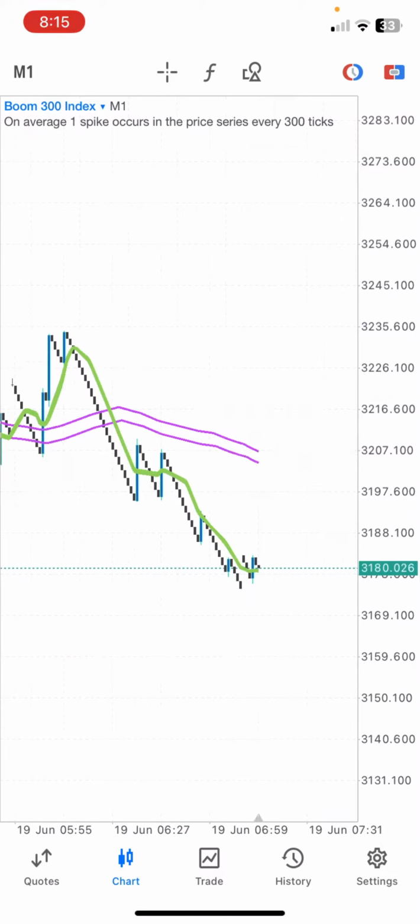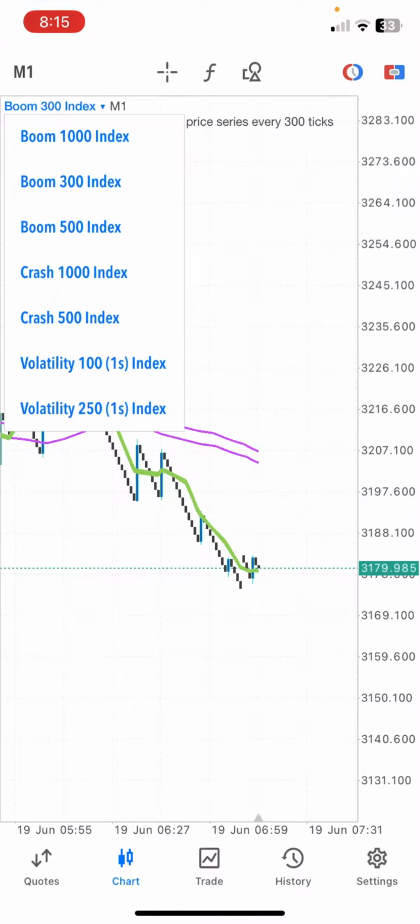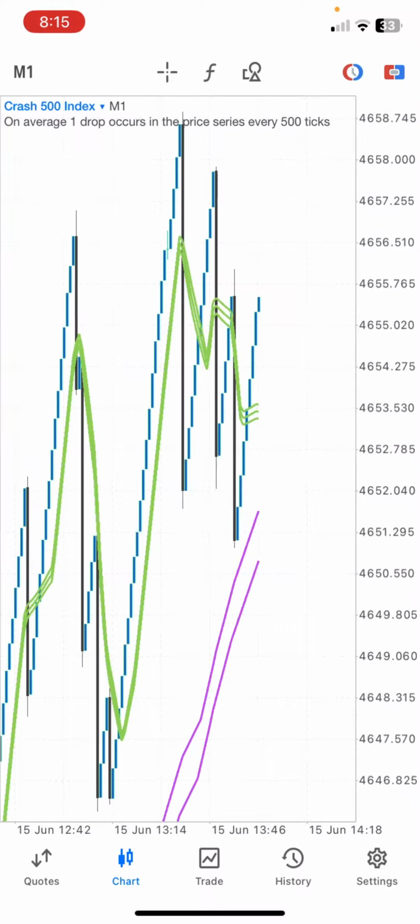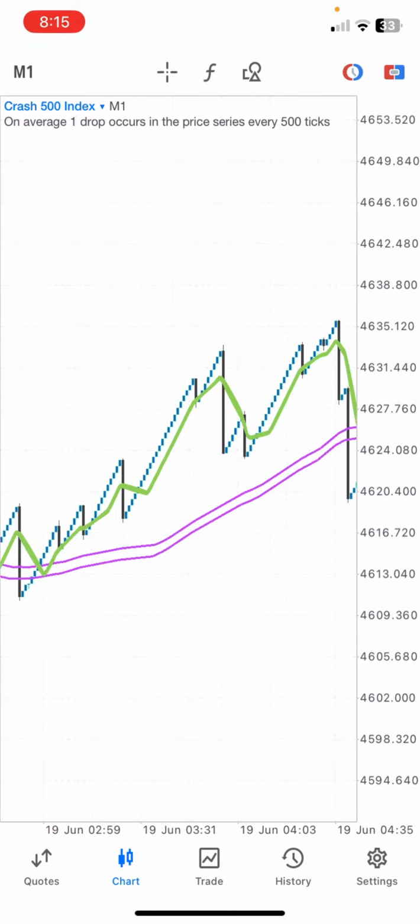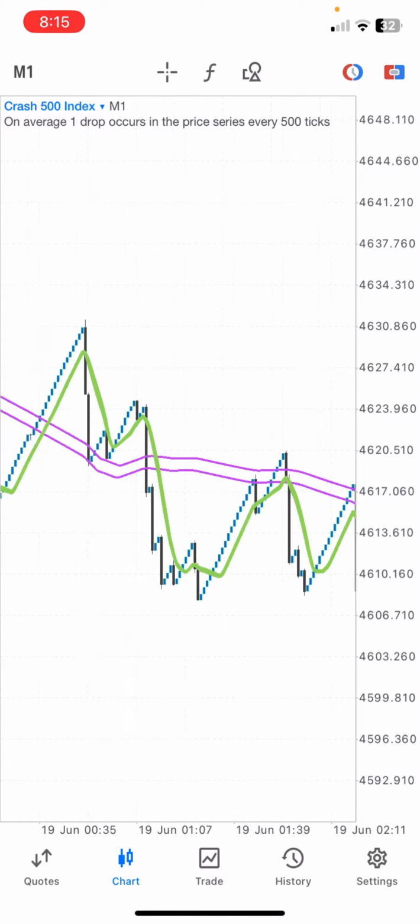So this is for Boom. Remember how I explained this to you guys for Boom. And moving on to Crash, which is going to be the opposite direction. Okay, it's going to be the opposite direction. Now let's anticipate a trade right here.